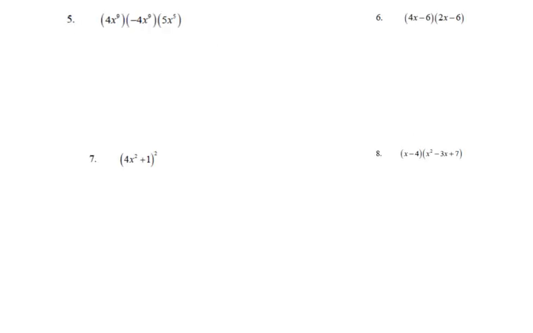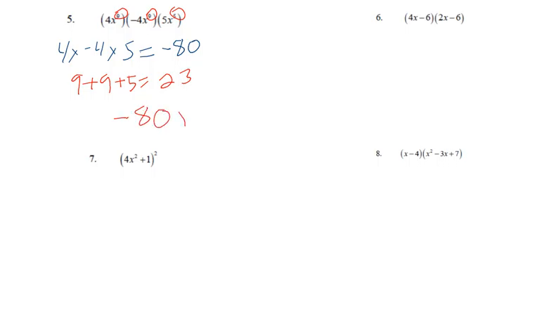Question 5. In order to answer question 5, we will multiply all the numbers in front and then add all of the exponents. So first 4 times negative 4 times 5. 4 times negative 4 is negative 16. Negative 16 times 5 is negative 80. As for exponents, 9 plus 9 plus 5 adds to 23. So in all, the answer is negative 80x^23.